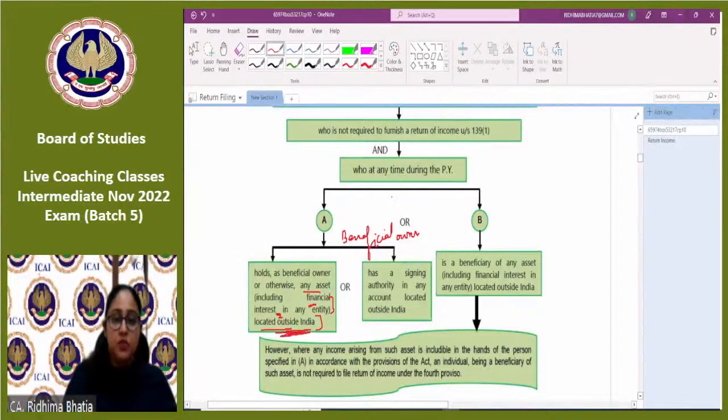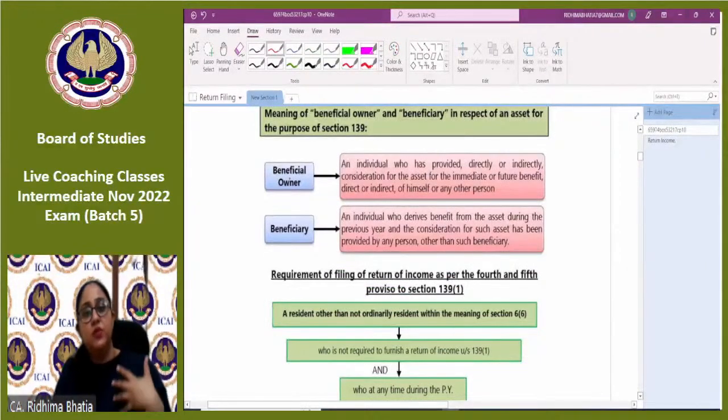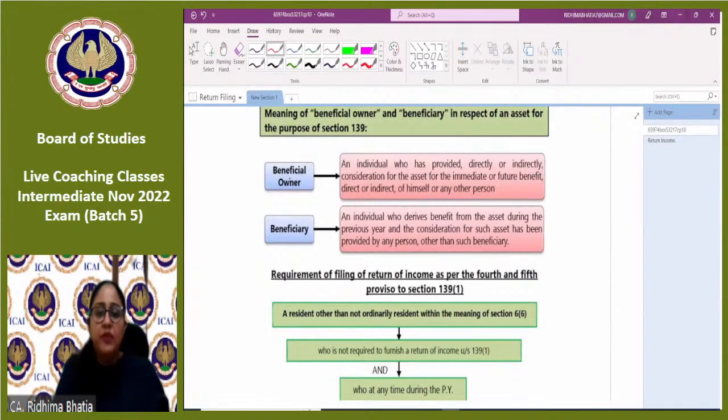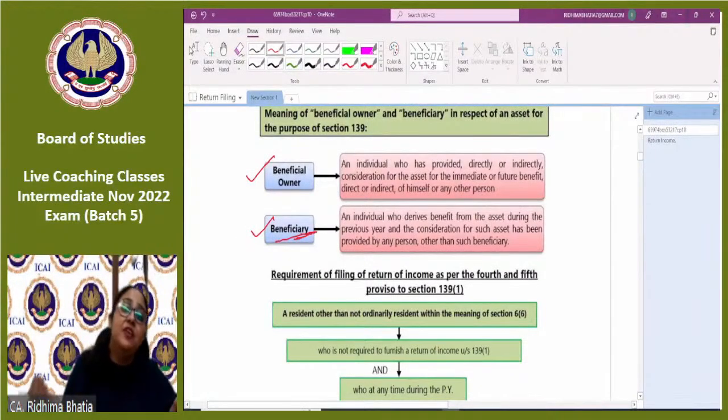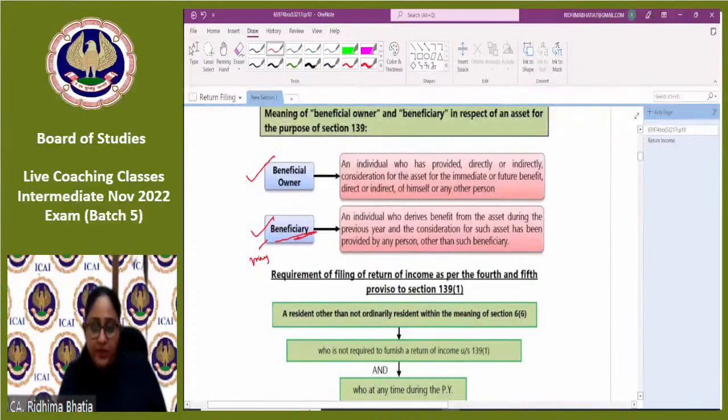Now, who knows this term, what is a beneficial owner? There are two terms. One is beneficial owner and one is beneficiary. The beneficial owner is ultimately the person who has given the consideration and obviously he will be the owner. The other term is beneficiary. What is a beneficiary? The one who ultimately gets the benefit, as the name suggests, the benefit derived from that asset. The person who ultimately derives the benefit from that asset is a beneficiary. This person may have paid consideration or may not have paid consideration.